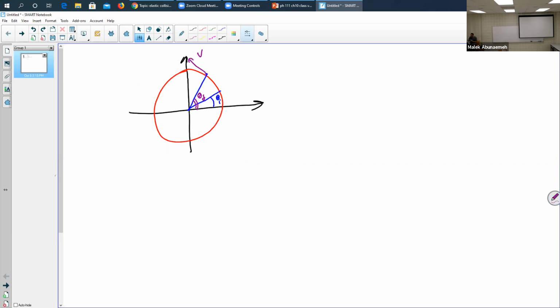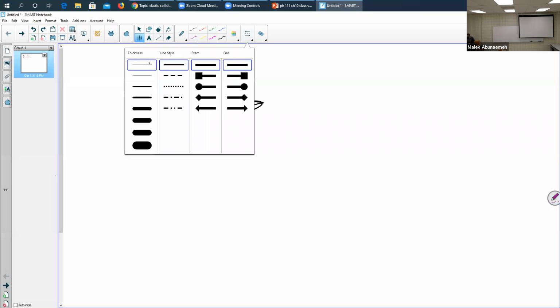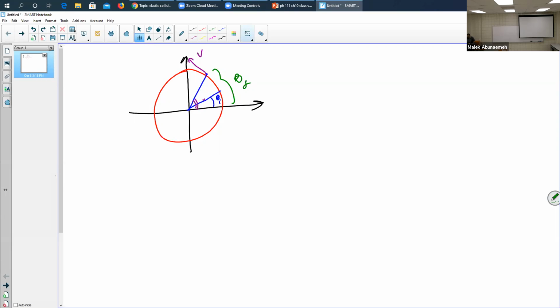Actually, you start from here, so that's your theta initial. This is actually your theta final. That means the difference between them, right over here, is your delta theta, which is called your angular displacement. Delta theta equals your final theta minus your initial theta.